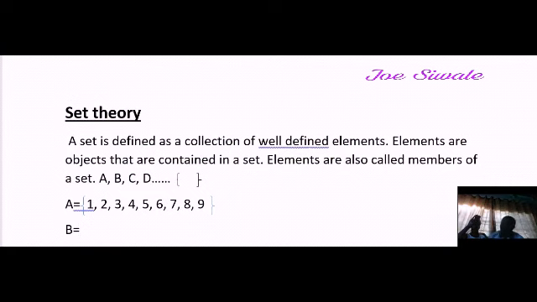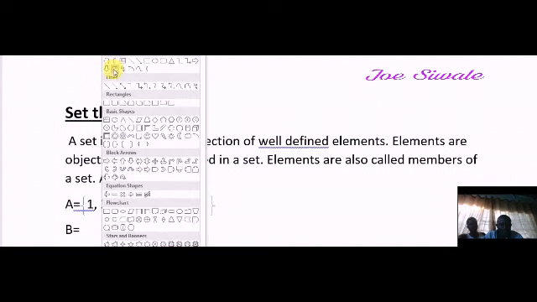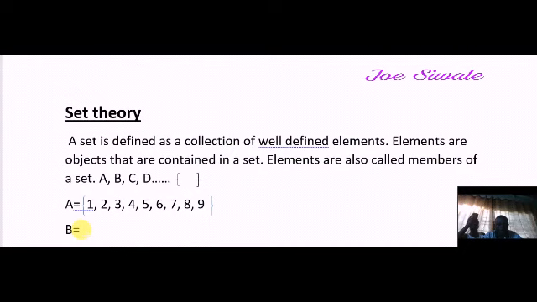Set B contains all even numbers that are less than 10. So Harrison is going to help me out on that. So let me just write down my curly brackets. Yes, Harrison, you can help me out writing down even numbers that are less than 10. So even numbers are 2, 4, 6, and 8.